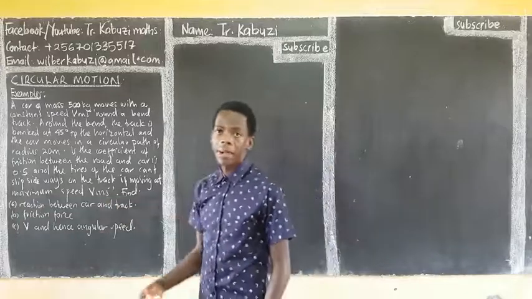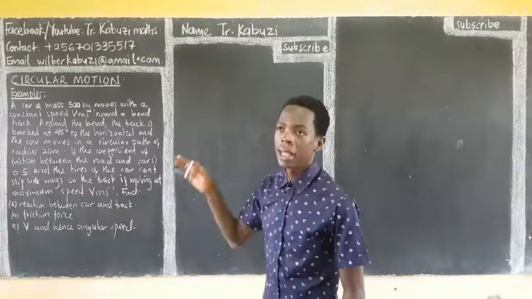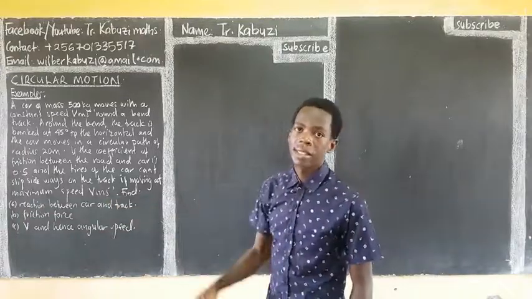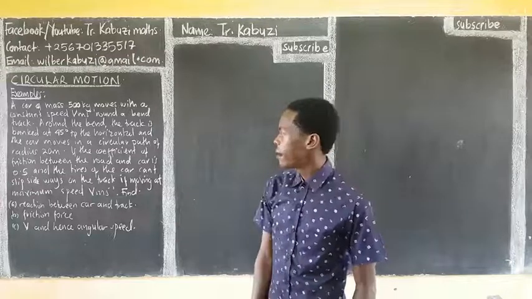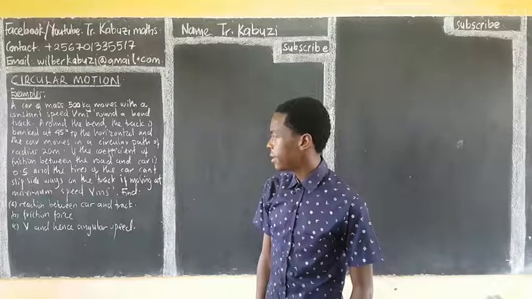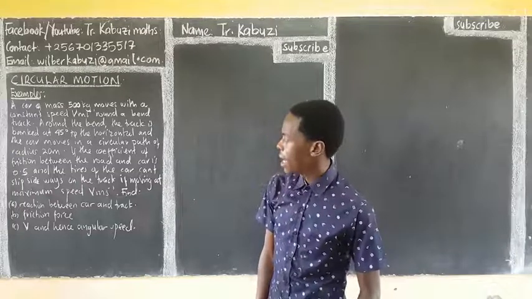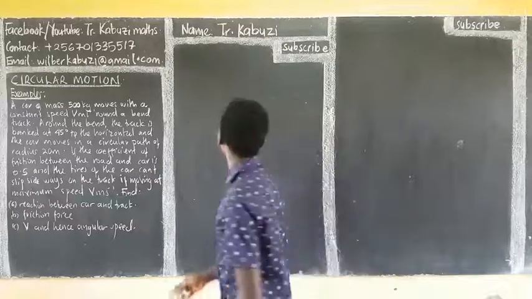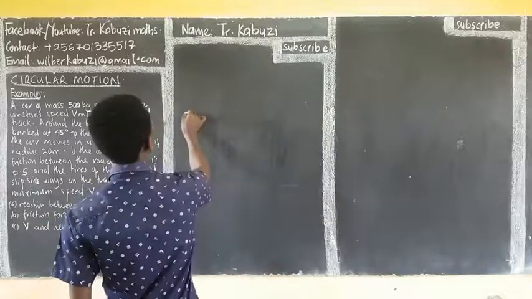I think we see that now, maximum speed. Whenever we have maximum speed, then friction is going to act downwards. Find A, the reaction between the car and the track. B, the frictional force. C, maximum v, and hence the angular speed. So starting with the simple sketch there.